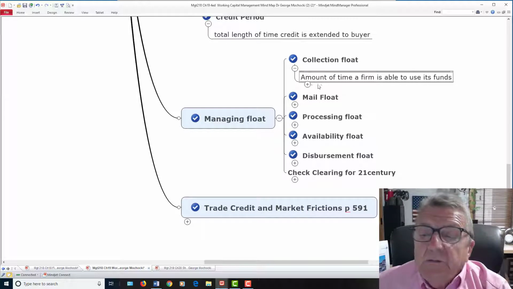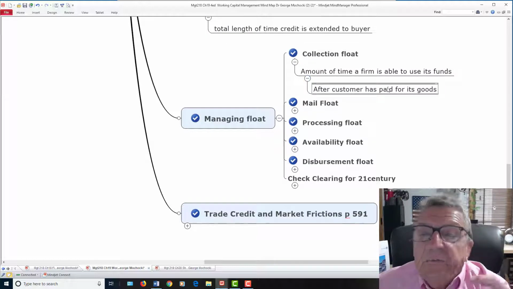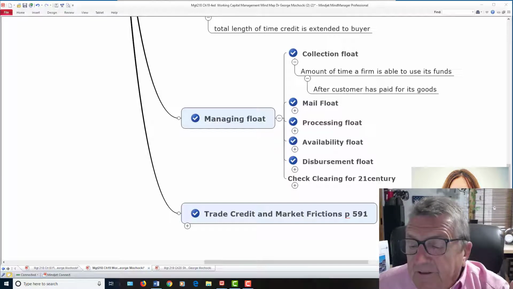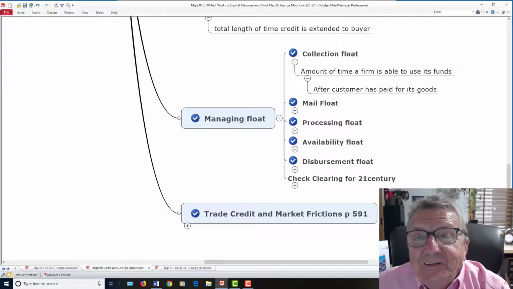Okay, now when I go to management float, let's go in here, collection float is the amount of time the firm is able to use its funds. Remember, after the customer pays is good, some pay early. Most of the business to business, they pay at the, remember, they had the same classes like this. I paid at the last minute. I try to use all the discounts.